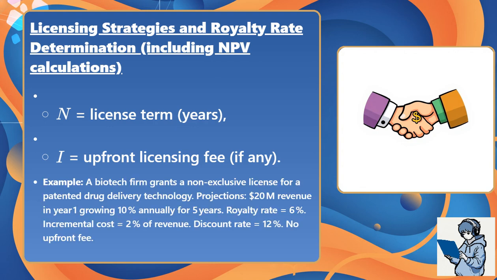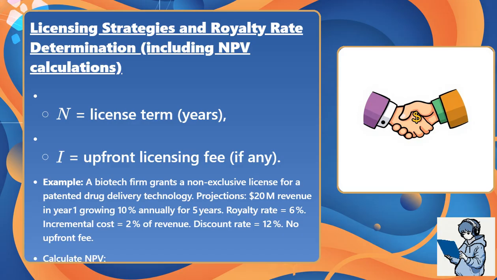Example: a biotech firm grants a non-exclusive license for a patented drug delivery technology. Projections: $20 million revenue in year 1, growing 10% annually for 5 years. Royalty rate equals 6%. Incremental cost equals 2% of revenue. Discount rate equals 12%. No upfront fee.